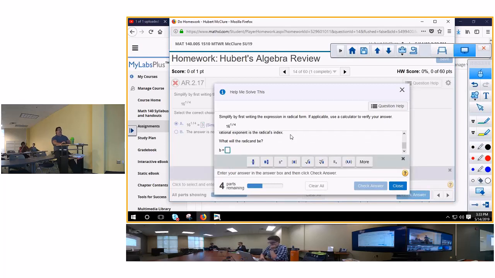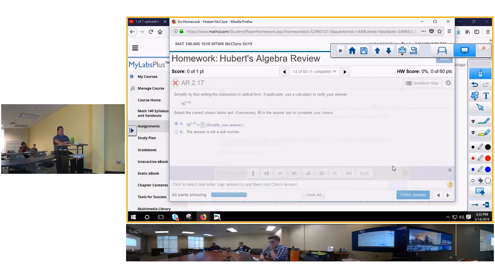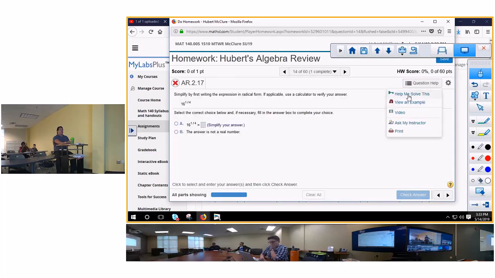Okay? Now, I realize that this is a simple question, and I realize that some of y'all probably wrote the book on calculus 2,000 years ago. That's not my point. My point is to show you that when you are introduced to material that you've never seen before, you might want to use the Help Me Solve This button versus the View an Example.